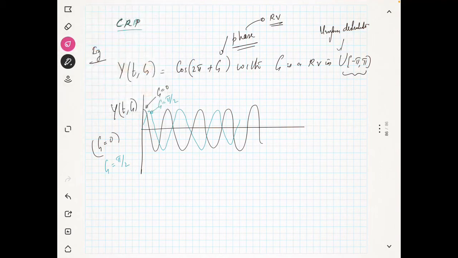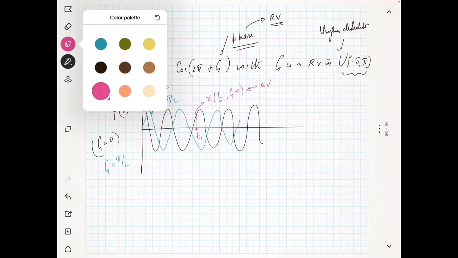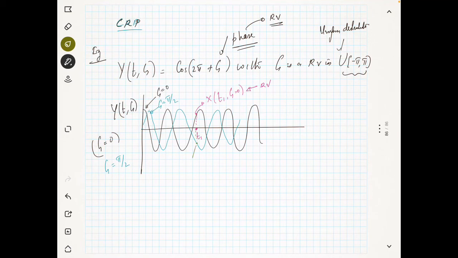Suppose you are considering a time instant, let's say this is time instant t1, the value of the random variable here is x of t1 with zeta equal to 0. This is a random variable basically. And if you consider another path, at the same time you have something here, this is x of t1 with zeta equal to pi by 2. Again, this is another random variable. So everything is nothing but a random variable at a particular time. If you are observing at a particular time instant, it is nothing but a random variable. This is known as the continuous random process. I hope this part is very clear to you.